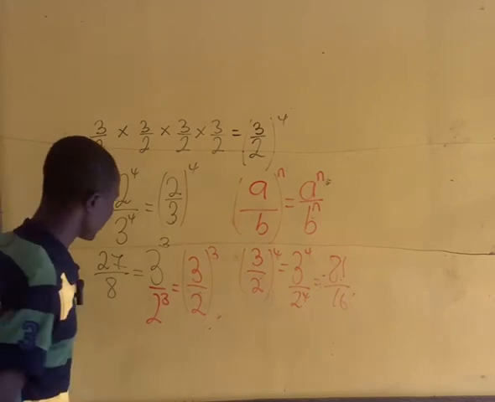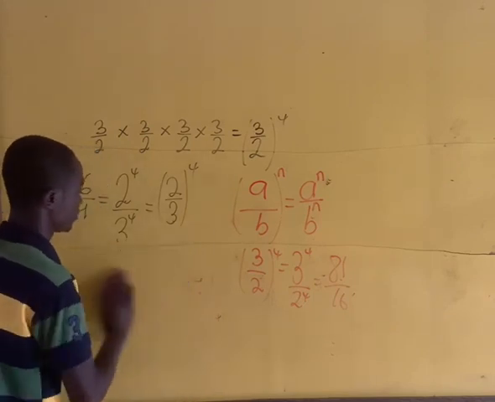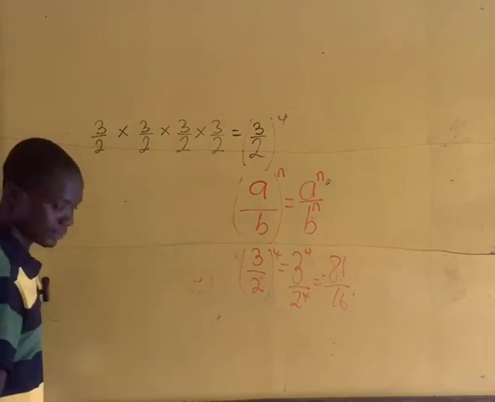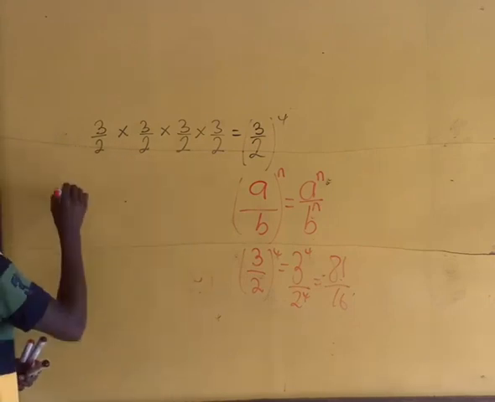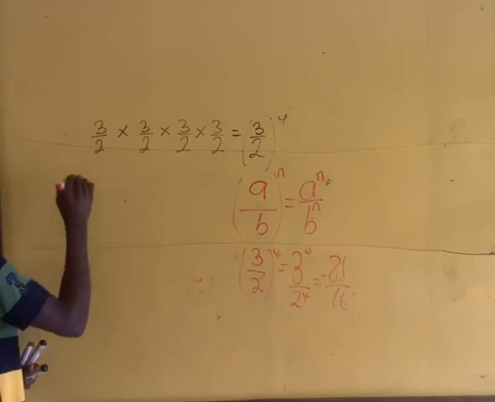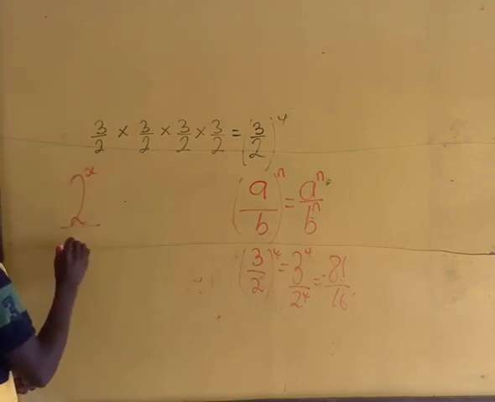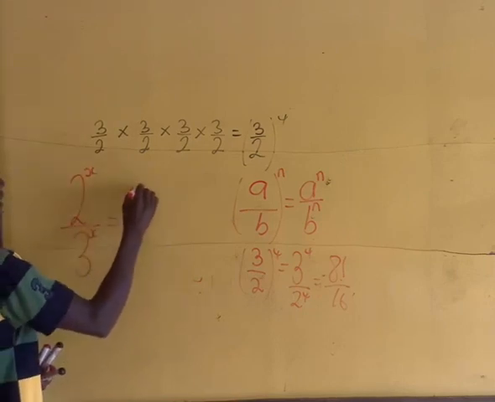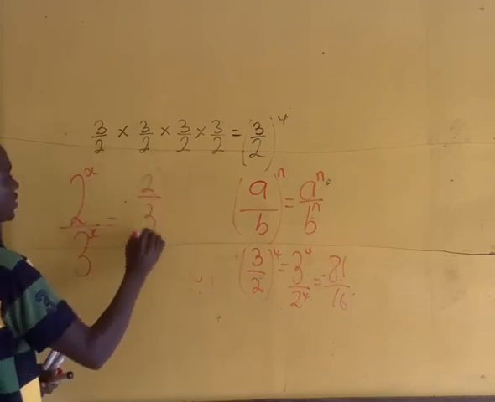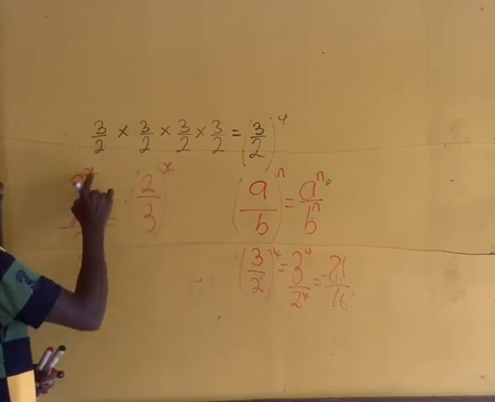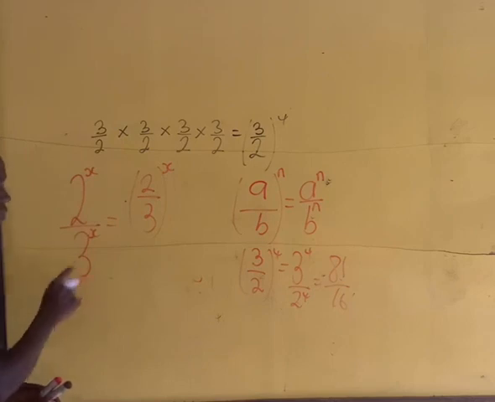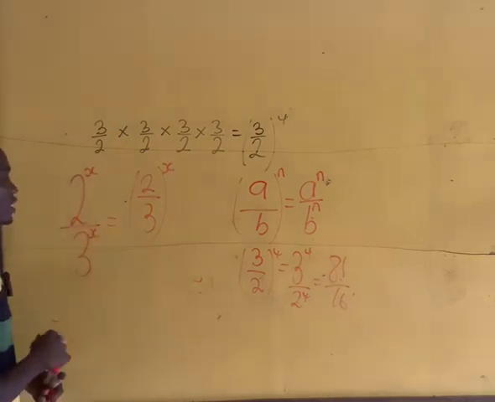Let's see. So in the same way, if I have, say, 2 exponent x divided by 3 exponent x, then it is 2 divided by 3 exponent x, because x is common. The power here is common. Wow. In a very simple way.